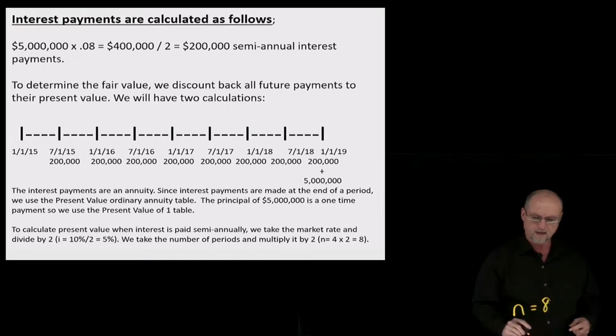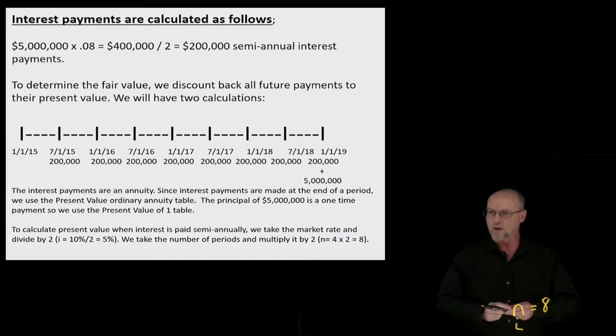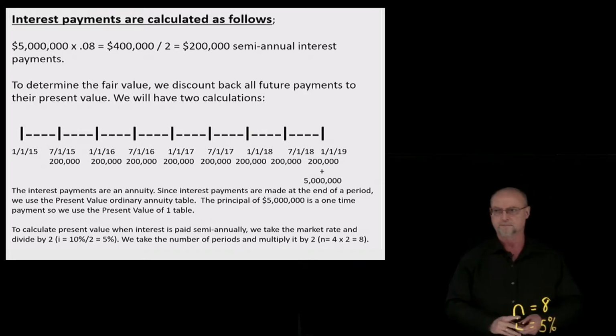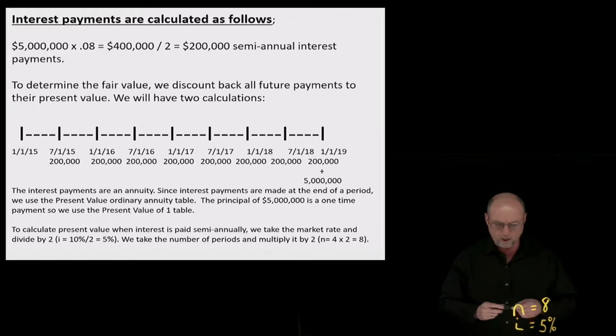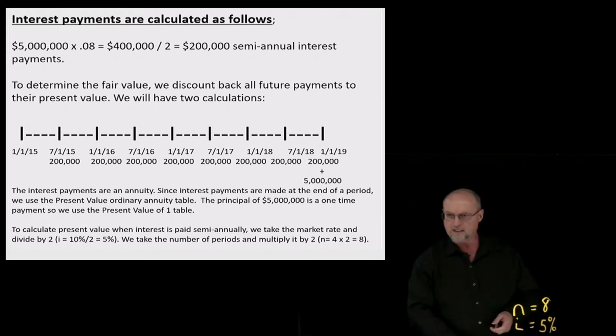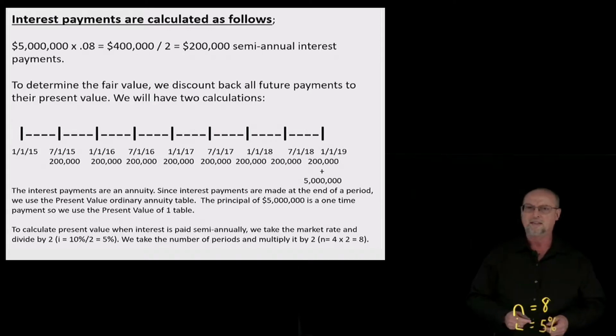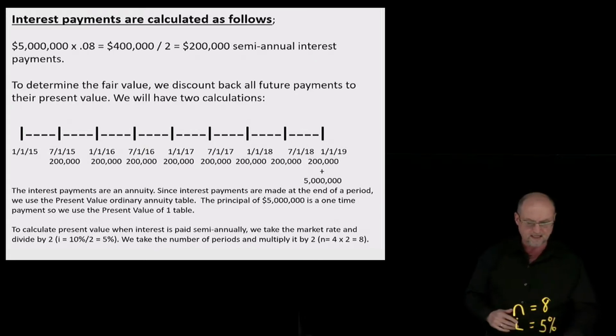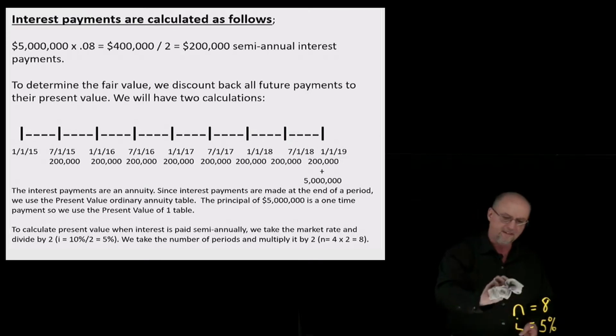8 periods. And the interest rate, which is little i, the market rate, we always discount back to present value using the market rate, not the contract rate. Okay? The market rate was 10%. We divide that in half, and we're going to use 5%. So when we're going to the tables, the present value ordinary annuity table and the present value of one table, we're going to go n equals 8 periods. That'll be the row. And then we go across until we find the 5% column. And that's what's going to help us find the factors.